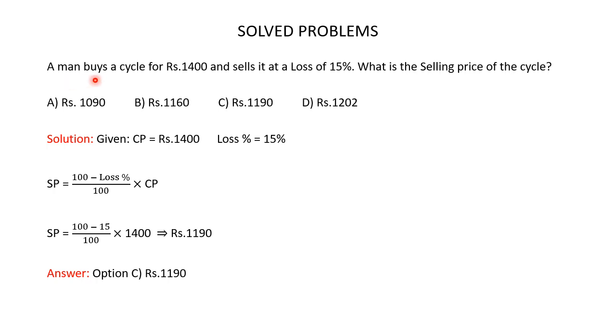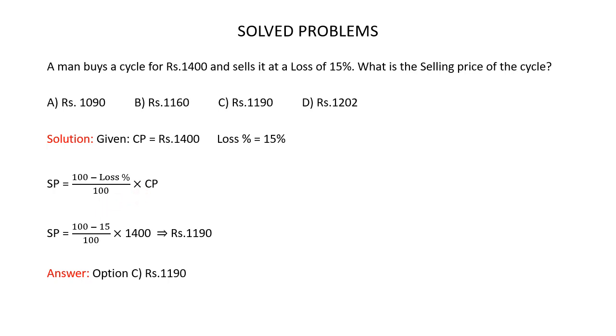A man buys a cycle for rupees 1400 and sells it at a loss of 15%. What is the selling price of the cycle? Here you are given four options and you have to find out which of these options is the correct one. Now it's given that the cost price of the cycle is rupees 1400. Loss percent is 15%. Now you know that selling price is equal to (100 minus loss percent) divided by 100 multiplied by cost price.